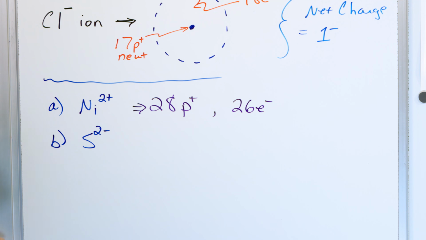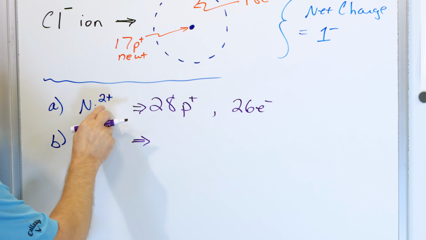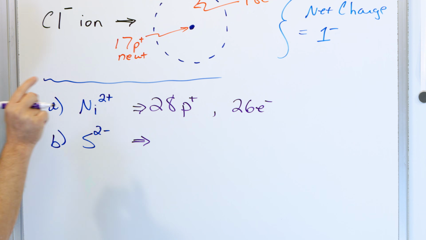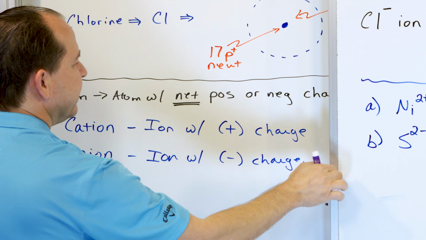Thought I did it wrong, but I did it right. So again, we write the number with the sign after it. How many protons and electrons are in this ion? And by the way, is this an anion or a cation? This is a positive charge, so it is a cation with the positive charge.